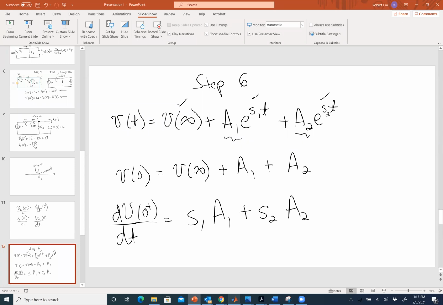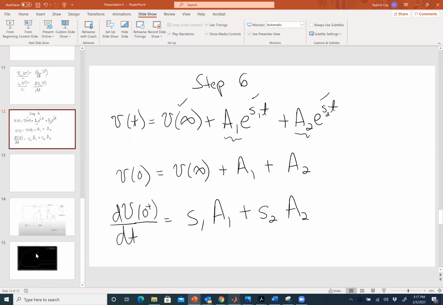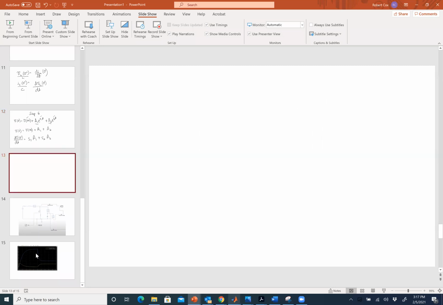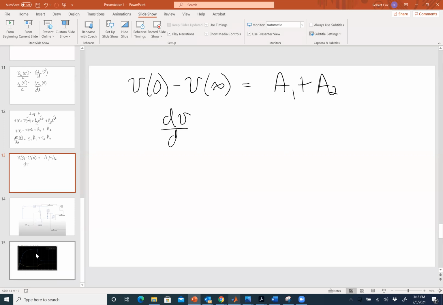All right, and that's summarized in my notes. So what do I do with this? I take that result and I basically say V of 0 minus V of infinity equals A1 plus A2. And I have dV/dt of 0 plus equals S1 A1 plus S2 A2.